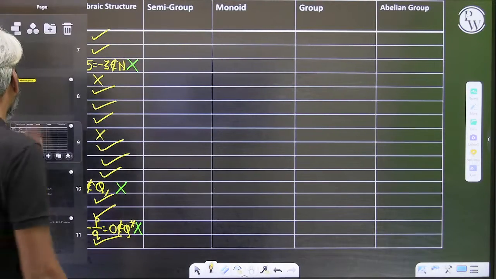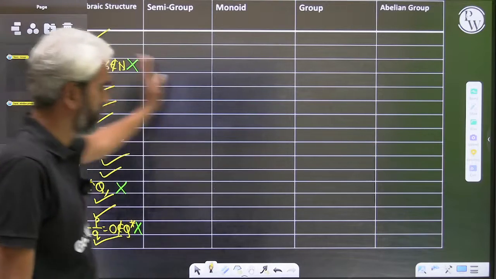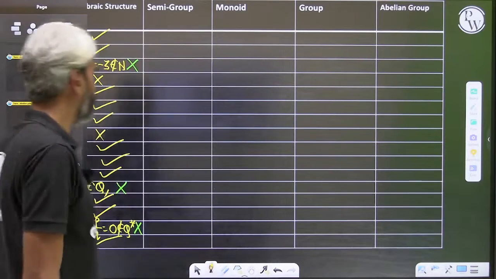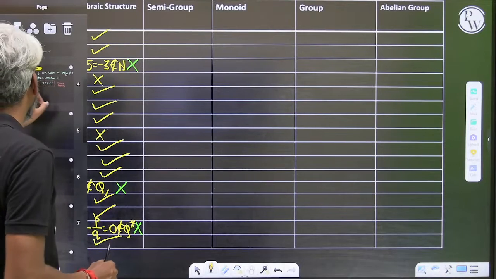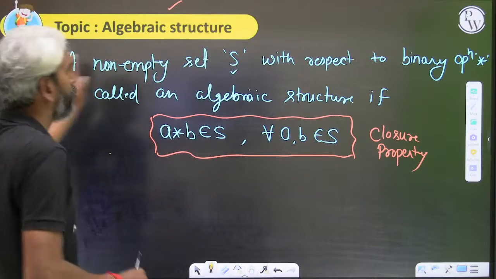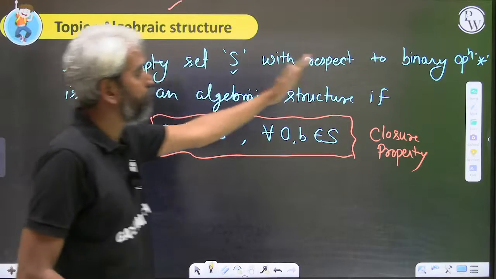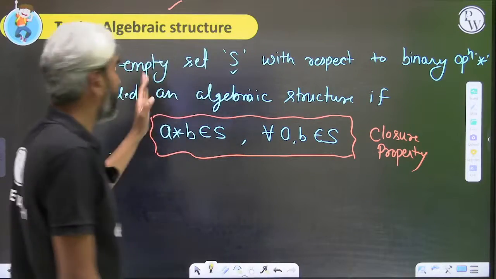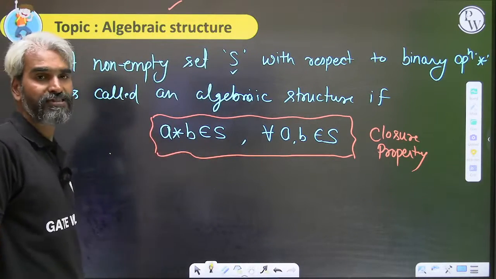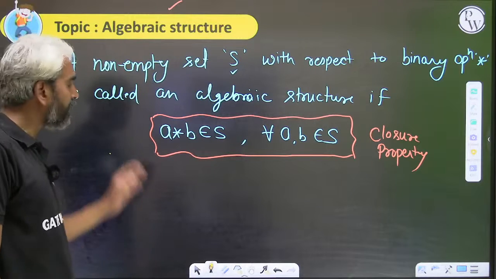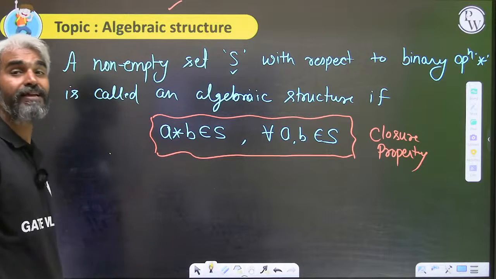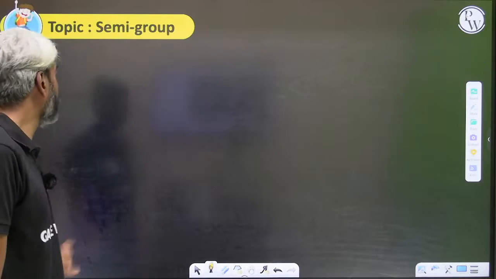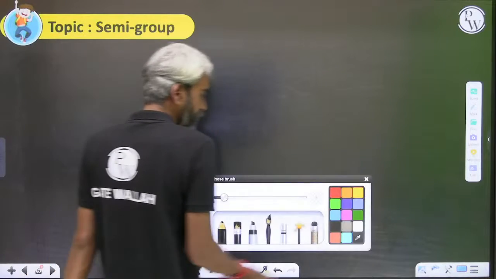Now let's move to the other definition, and I'll fill the remaining table after we have discussed all the types of properties. So what's the first thing? A non-empty set S with respect to binary operation asterisk is called an algebraic structure if the set of elements are closed with respect to binary operation asterisk. You don't have to include any other element apart from the elements of the set. Now, so what is a semigroup?